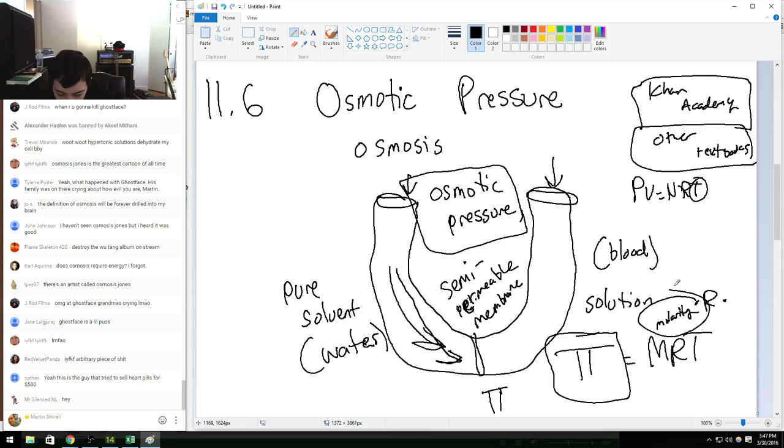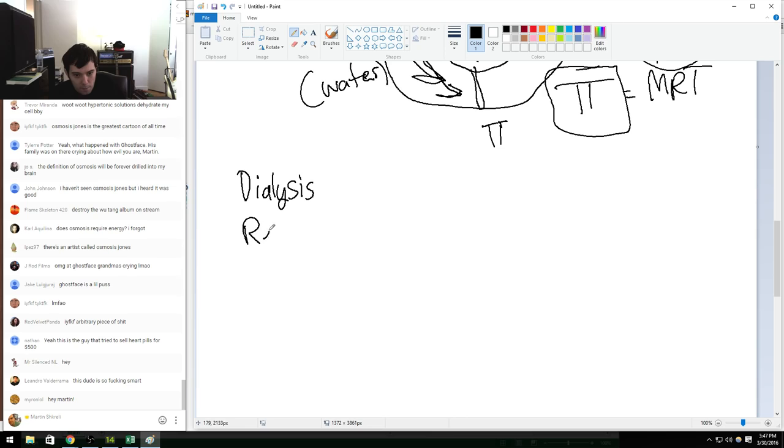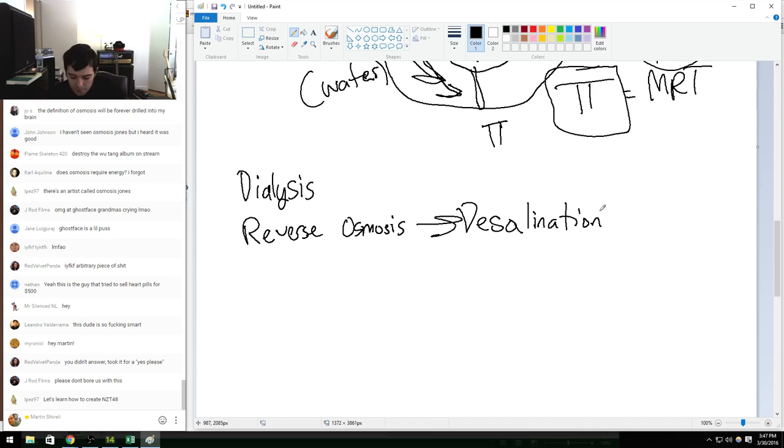I won't bore you with that because we just did one of those examples, but this is the basic concept. And there are processes like dialysis. There's processes like reverse osmosis, which is used in desalination, which is not a protocol but a process, and so that's very important.